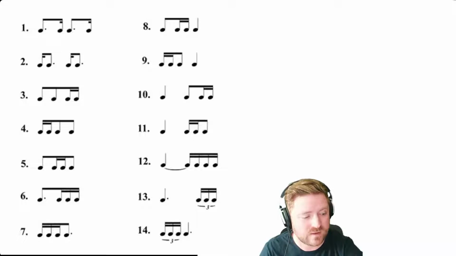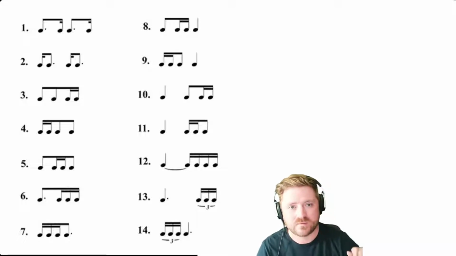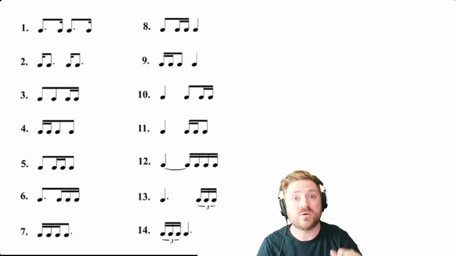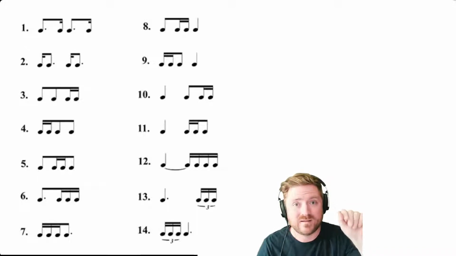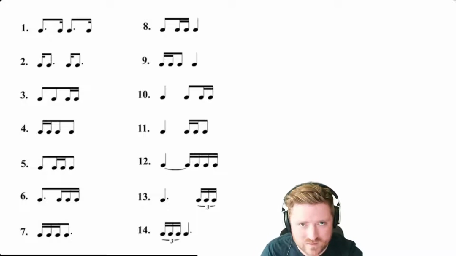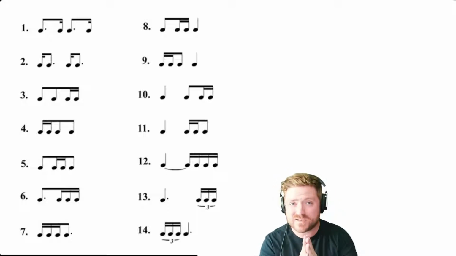So here we go. Here's your beat. 1, 2. Off you go. This is our crotchet beat. Just do it over and over again. Fabulous. Well done. So how did you get on?